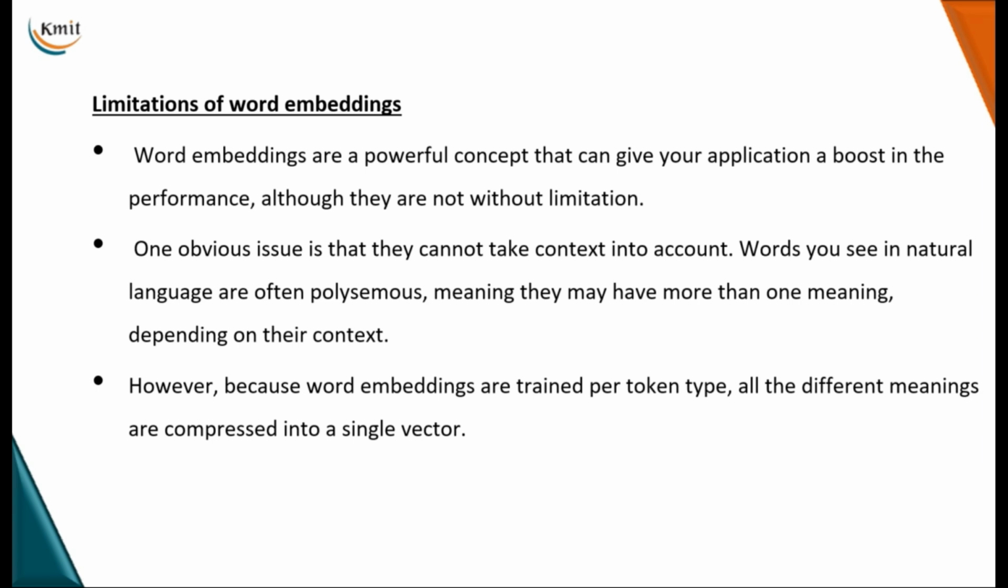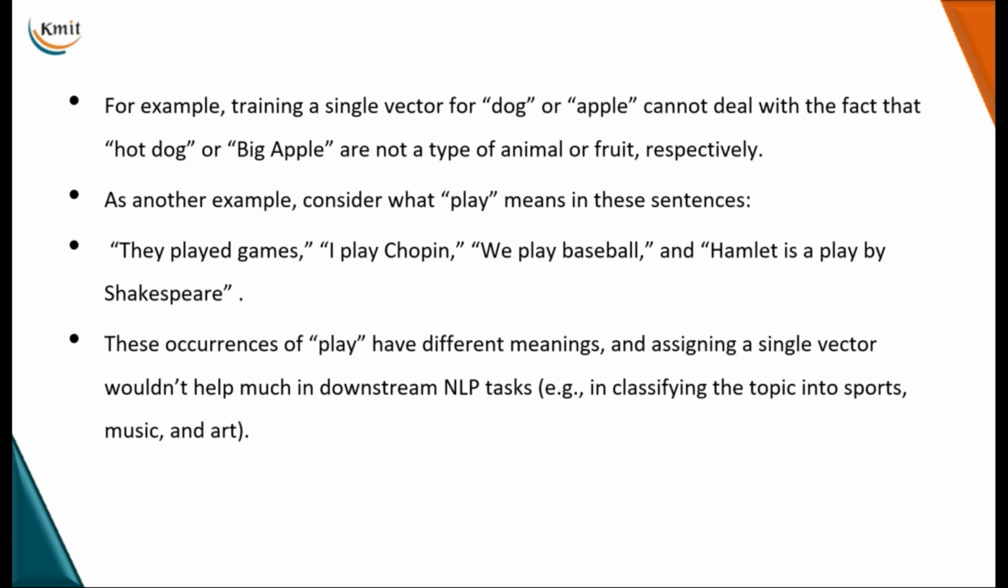Before we come to transformers, we've learned about word embeddings, which were very powerful when we talked about NLP in the beginning. One disadvantage with word embeddings was that they cannot take context into account. Words in natural language are often polysemous, meaning one word can have multiple meanings. For example, dog is usually an animal and apple is a fruit. But hot dog is not an animal, it is food, and Big Apple may not be a fruit.